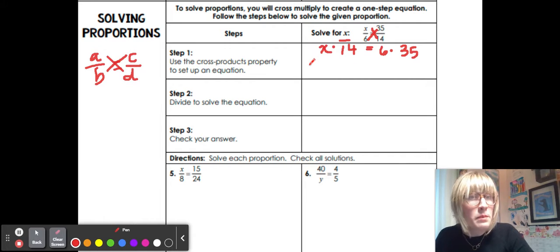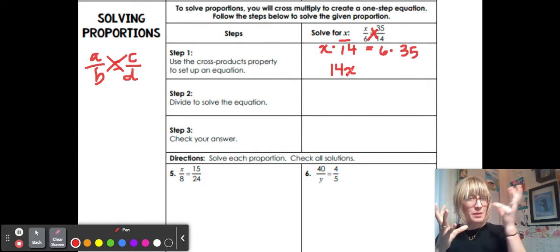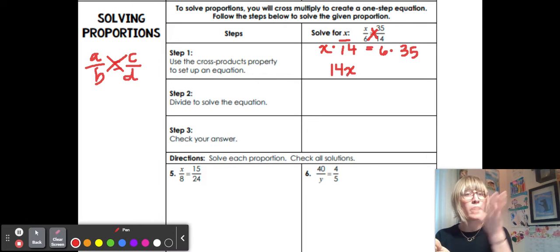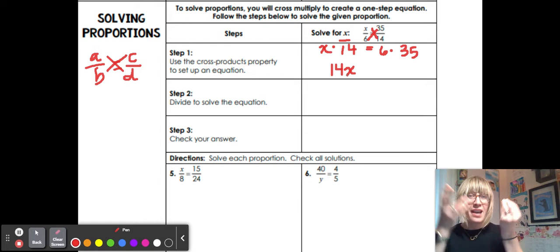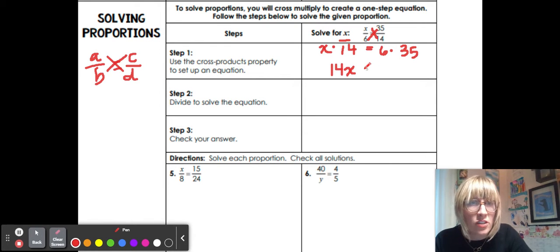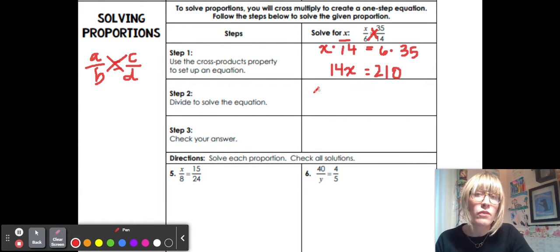All right, so as we sort of simplify here, we can say, well, 14 times x can look like 14x. It's implied that there is multiplication happening when a variable, the x, the mystery, is connected to a whole number. So it equals, well, we can combine these like terms because they're both whole numbers, and we're just multiplying. So 6 times 35 gets us 210. So we've done step 1. We've used cross products, right, to set up our equation. Okay, we have an equation. We still have a mystery on our hands because we don't know the value of x yet.